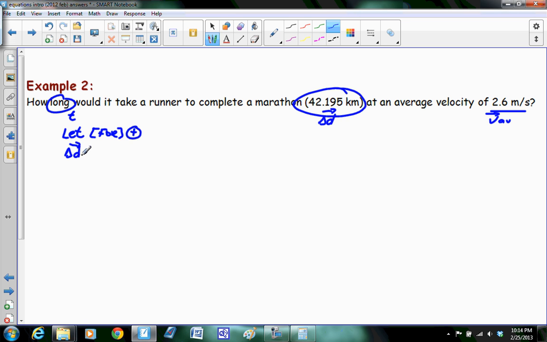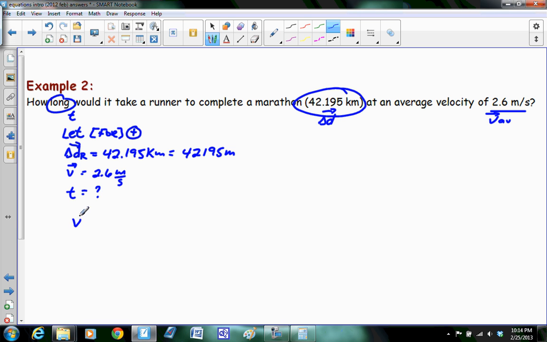So the first quantity we have is my displacement. I'm going to be traveling at a displacement of 42.195 kilometers. Changing it to standard units, we're going to have 42,195 meters. And we've got a velocity of 2.6 meters per second. And we're going to assume that the velocity was constant during this entire trip. And we want to figure out the time. So how long does it take to do this?